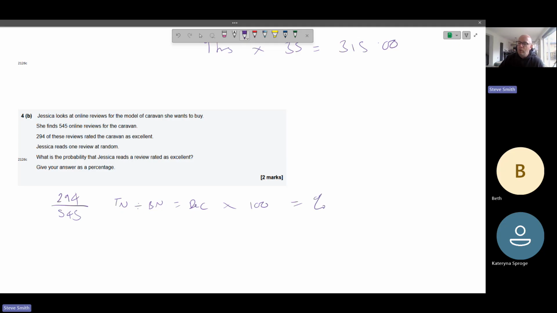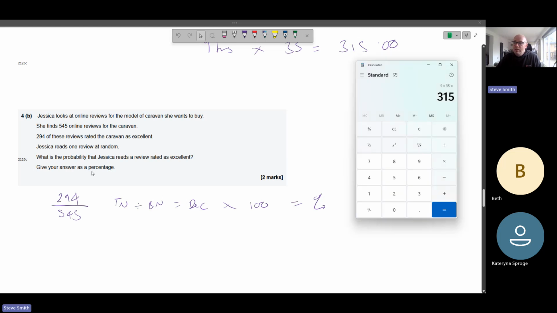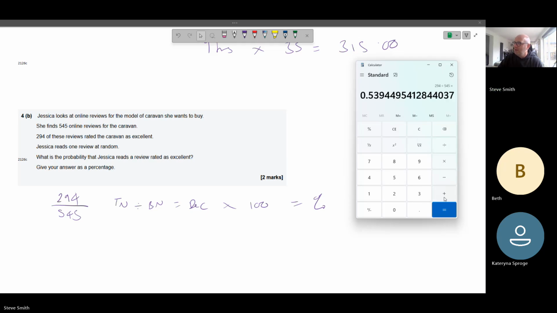And that is that question done. Obviously, we've got to work out the answer, but just because it says probability, it's not. It's asking you what percentage 294 is of 545. So we're going to go 294 divided by 545 is our decimal, times by 100.